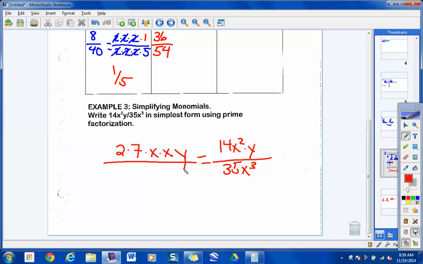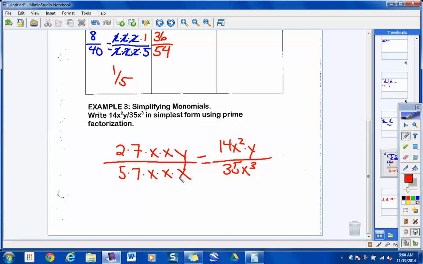Over. How are you going to write the bottom now? 35x to the third. What's going to form 35 as a product of primes? 5 and 7. 5 times 7, good. And then how many x's do you want down there? 3. All agree with my prime factorization for the numerator and denominator? Yes. Okay, now we're not circling what's common. We're going to cancel what's common to simplify this.